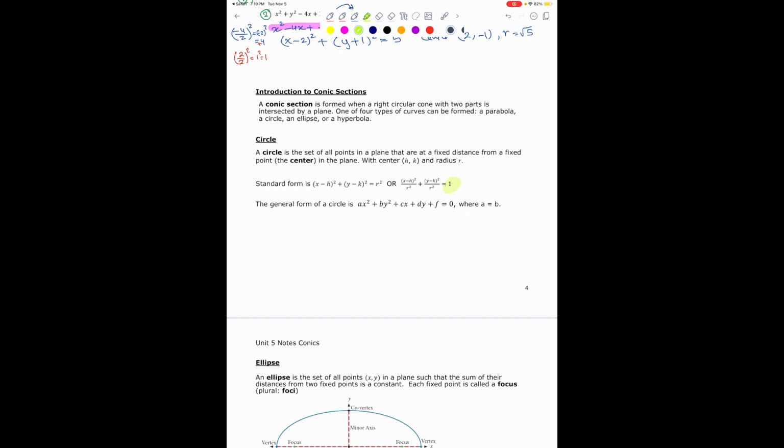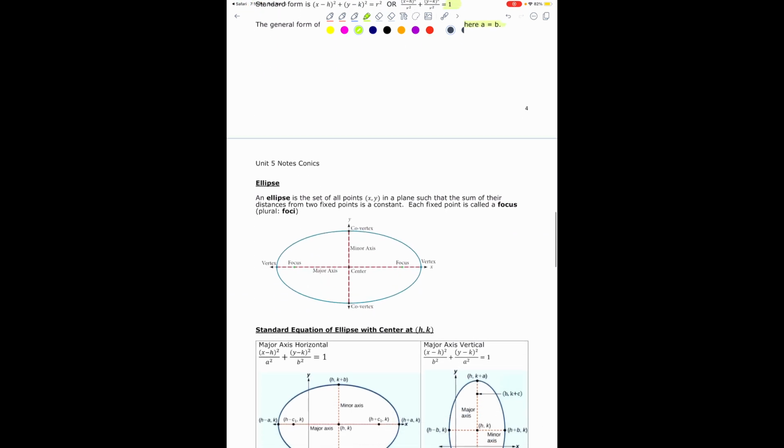The general form of the circle is ax squared plus by squared plus cx plus dy plus f equals 0, where a and b are equal. So for the circle, what distinguishes it is that a and b are equal numbers. If they're not equal, we will see a different type of shape, which is what we call the ellipse.